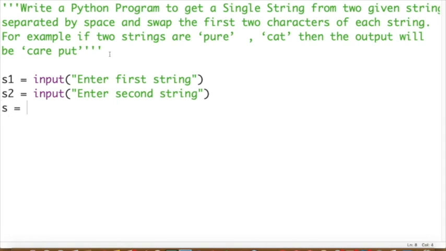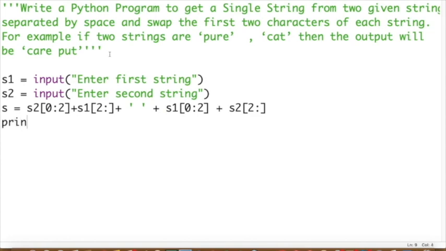Then we have a very good syntax over here: S is equal to S2 indexed 0 to colon 2, plus concatenated with the first string S1 from 2 colon, plus a blank space, because a blank space should be there in the output, plus S1 0 colon 2 plus S2 2 colon. This syntax is very important here. This expression is very important, which solves the problem. Okay, and then we will write print S.